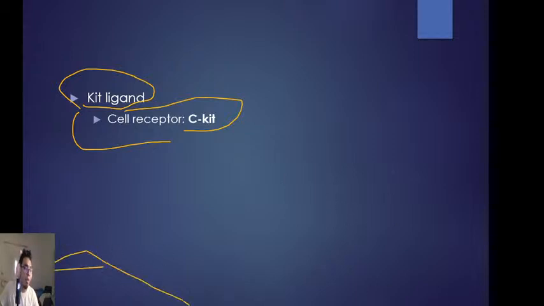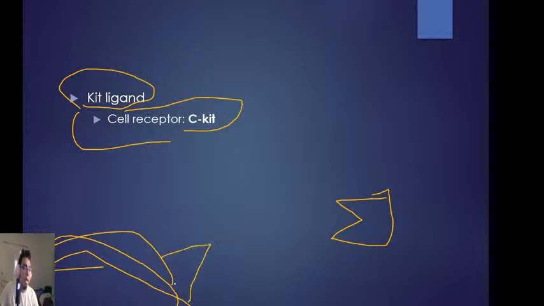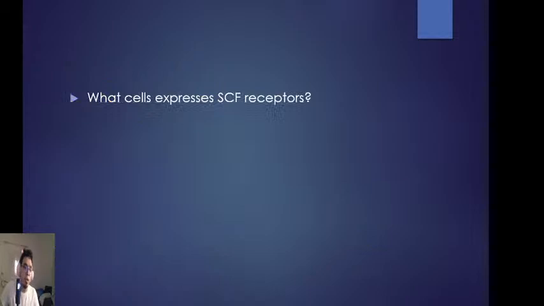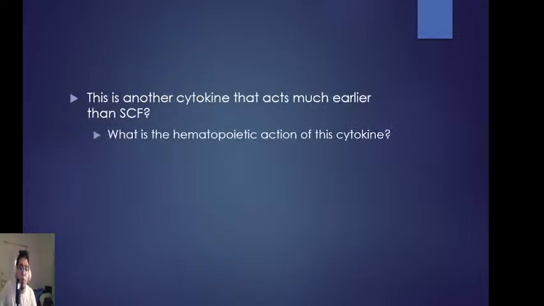This is your stem cell. This is the KIT ligand. There's going to be a receptor here known as c-KIT. Why are they shaped like this? Because they function like a lock and key mechanism. Once the biochemical signal reaches this one, it can stimulate the cell to proliferate and differentiate. We can now move on to the next thing.